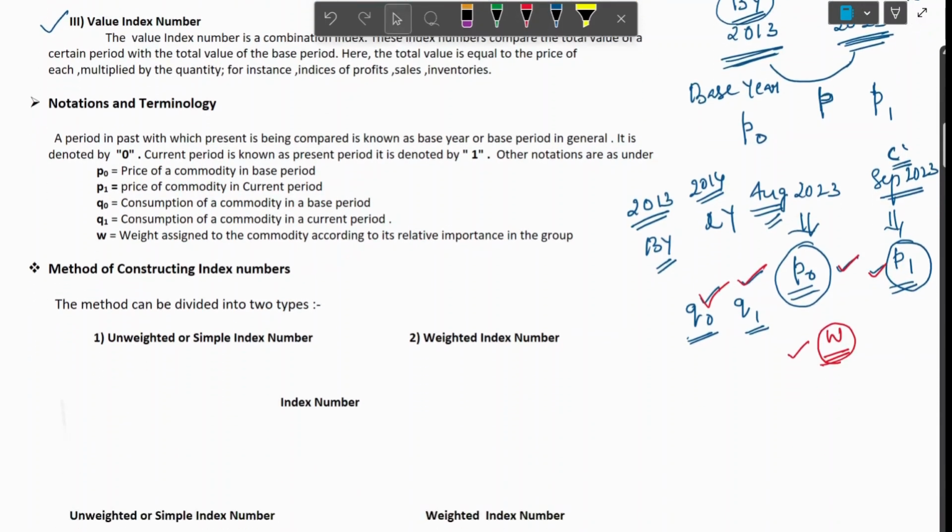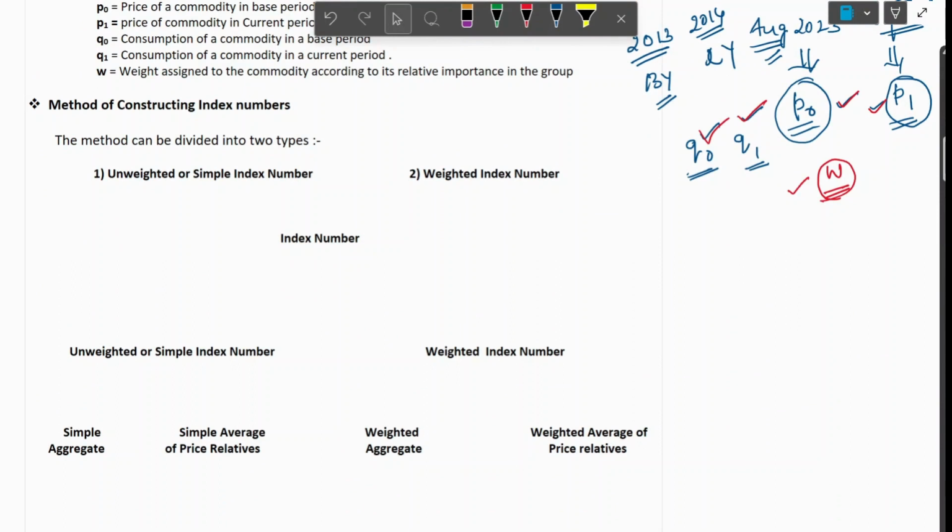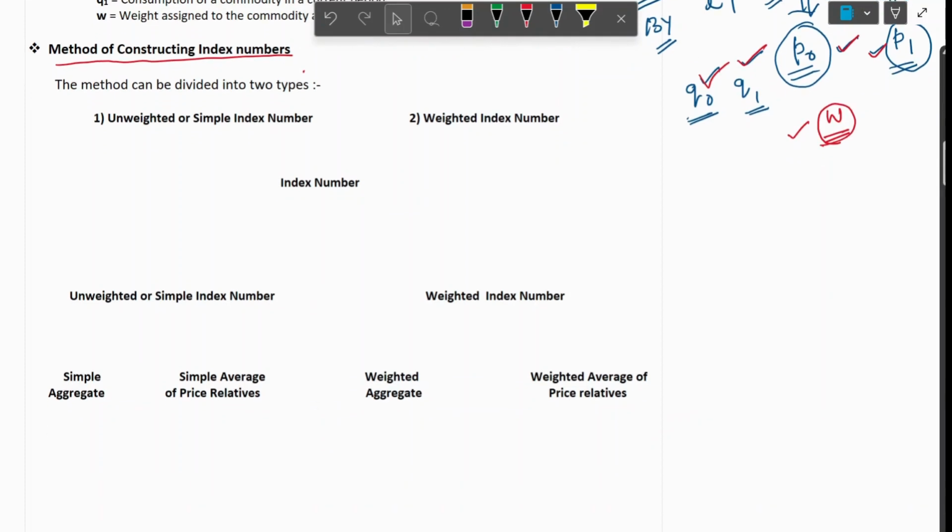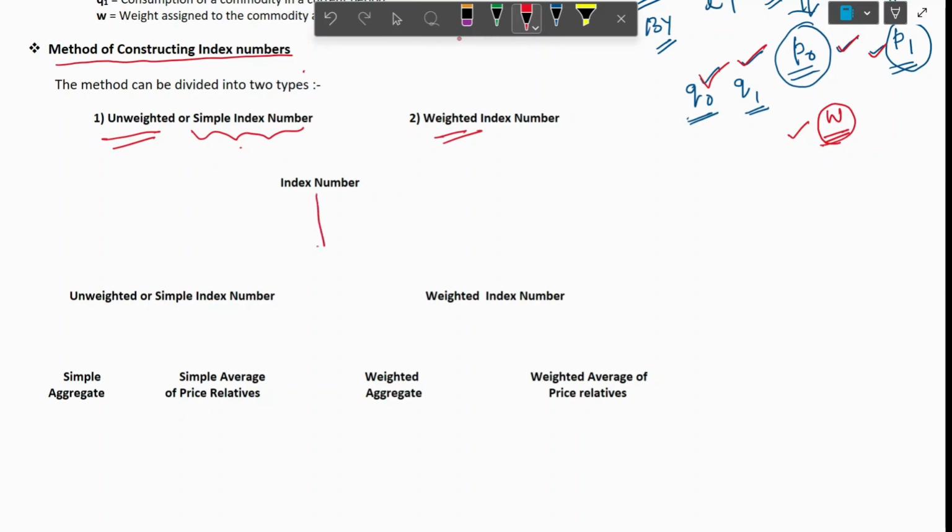Next, we are going to discuss the methods of constructing index numbers. Before this, we just want to know about different types of index numbers based on construction. The two major types are unweighted index number, which is called simple index number, and weighted index number. The index number is divided into these two types, unweighted and weighted, according to its construction.